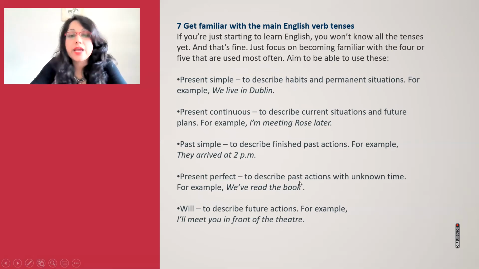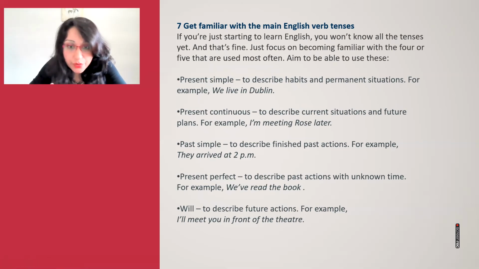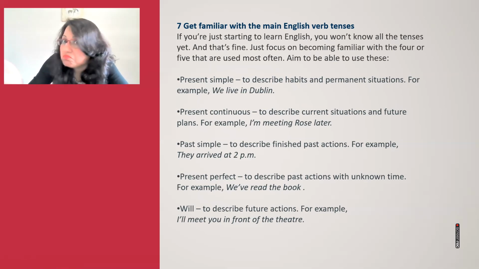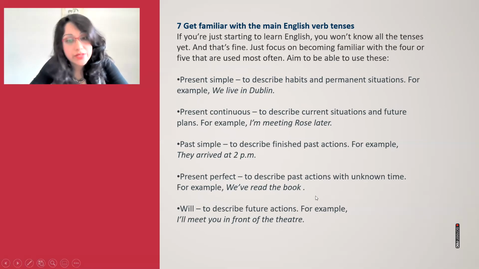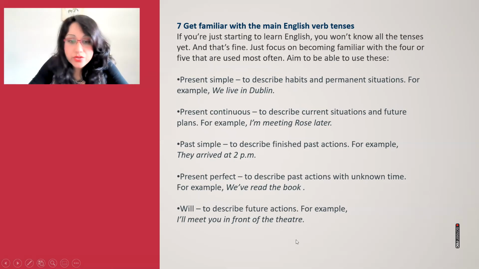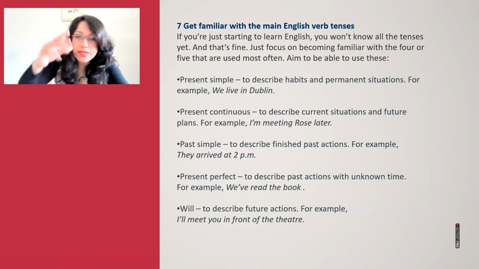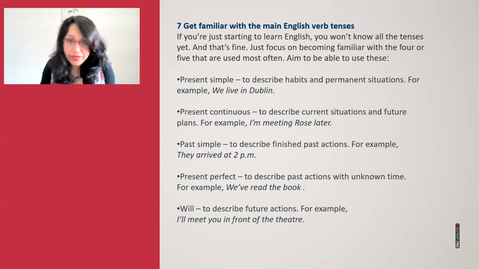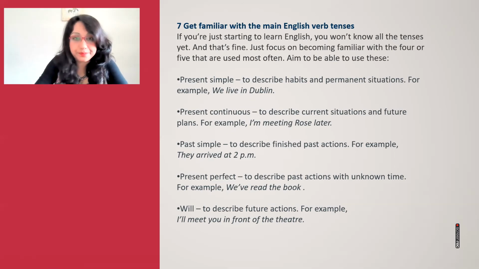Present perfect to describe past actions with unknown time. When you don't know the time, use your present perfect. Talking about the past, but you don't know when: we have read the book. When? Not mentioned. So, we have read the book. Then you have your will to describe future actions. For example, I'll meet you in front of the theater. All right, so these are certain things which, like I said, you won't be able to remember everything, but a few of your tenses and their uses, remember them.